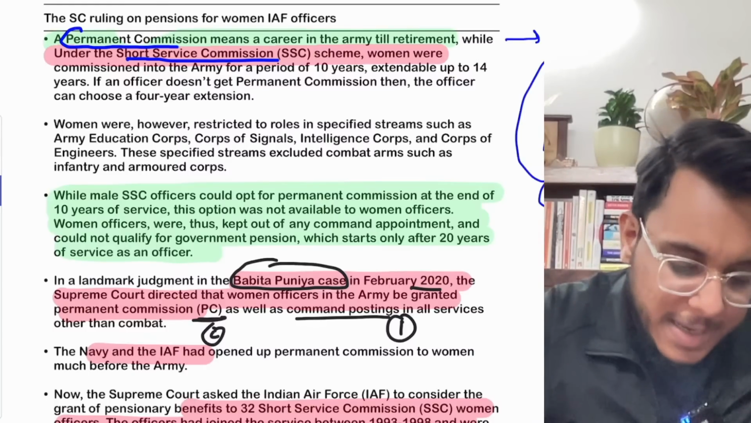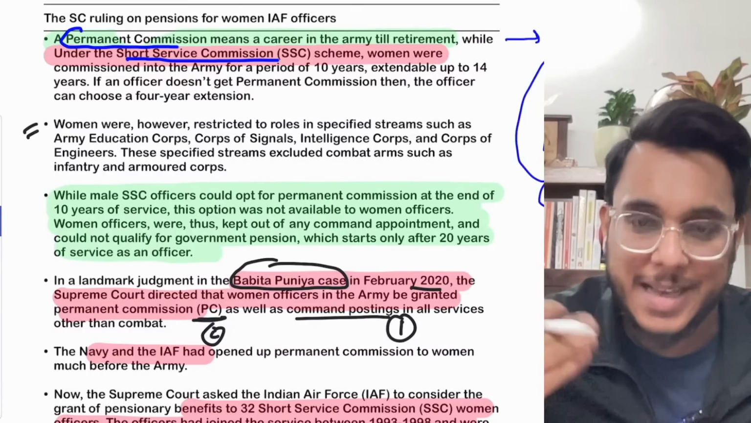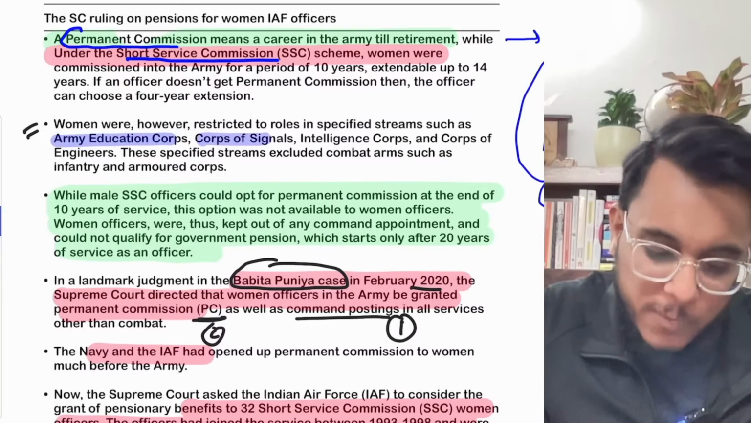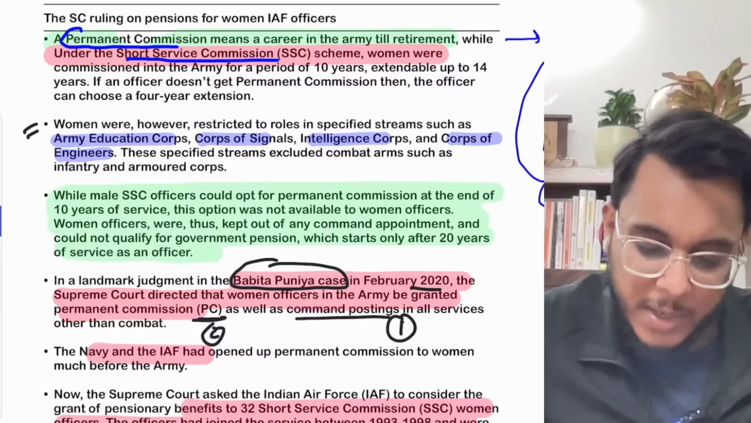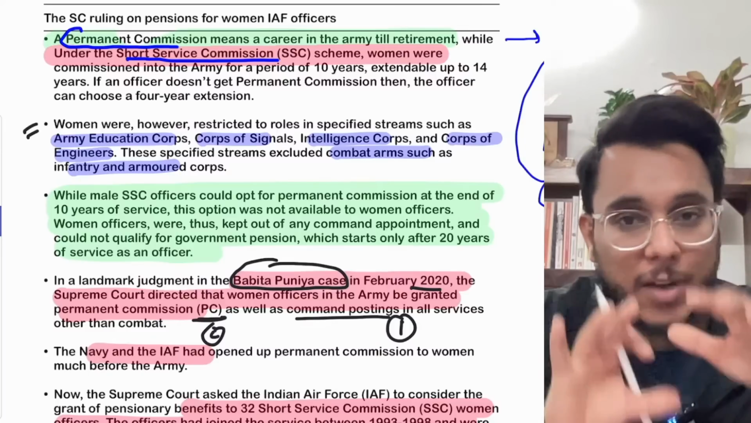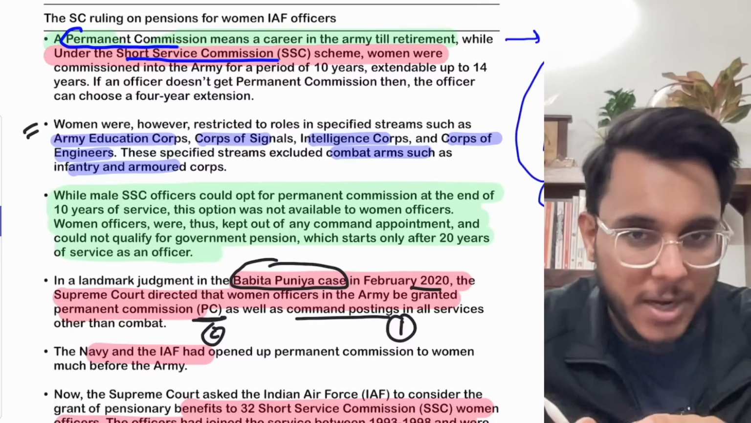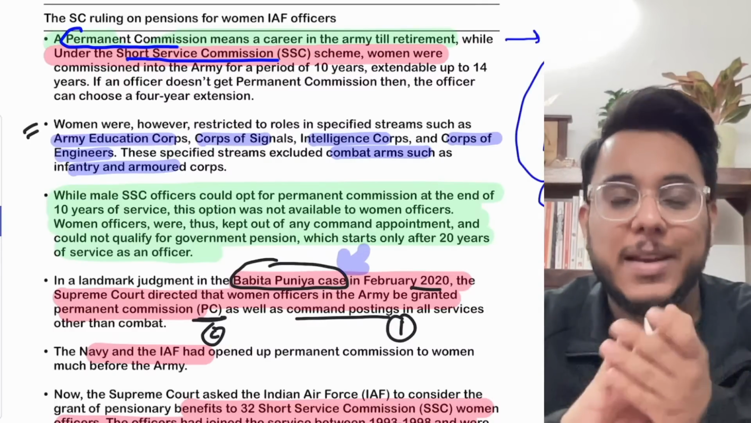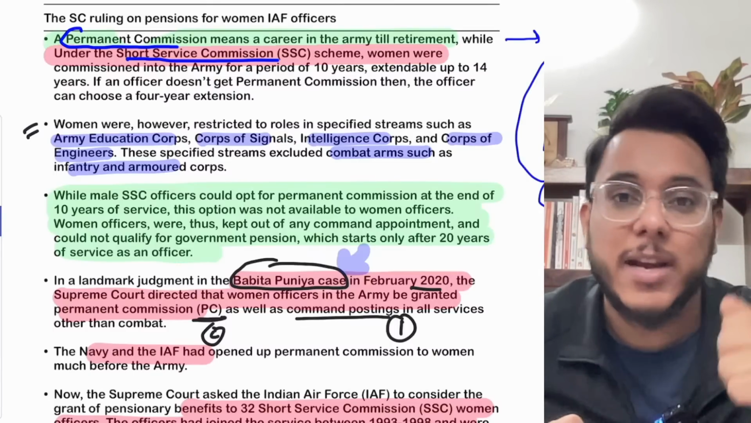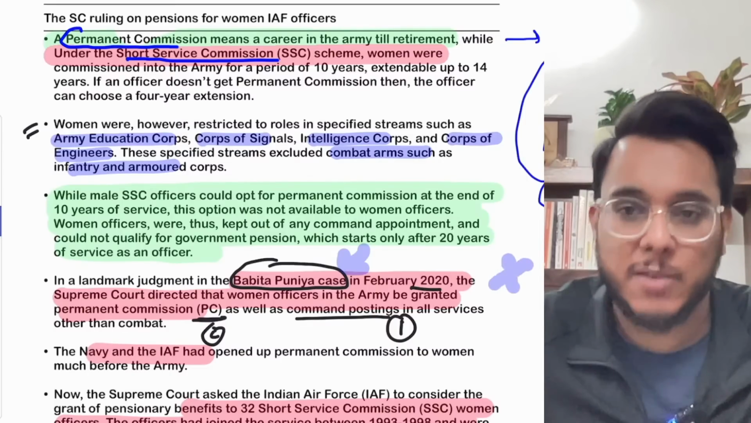Now earlier, when we talk about the women, I told you that they were allowed by the short service commission after 2006, but their roles were restricted to specified streams such as the Army Education Corps, Corps of Signals, Intelligence Corps, Corps of Engineers. Particularly the combat roles, women into the combat roles, there they were not allowed. And even now the issue of women in combat roles has not been addressed. Even in the Babita Punia case, it was not addressed. Combat role means where they will be fighting at the forefront, where they will be going into the war. So there the women's participation has not been addressed, because in that case it was not the matter.